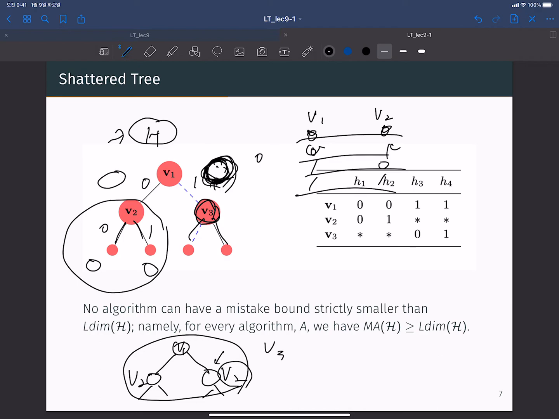So for the L dimension, we can define deeper Littlestone trees using different instances for the same level. For VC dimension, for the same level, we have to use the same instance. But for the L dimension, we can use different instances for the same level. Okay.